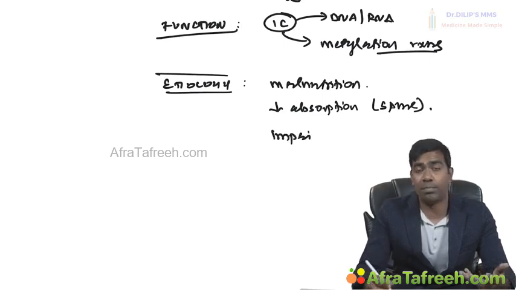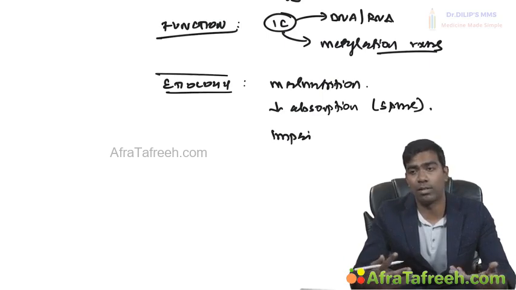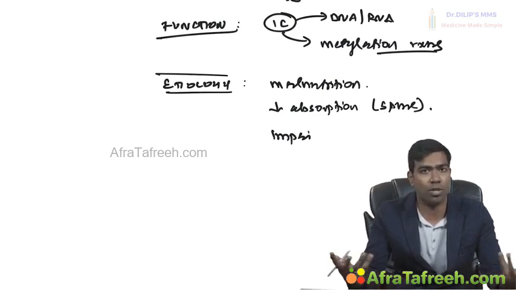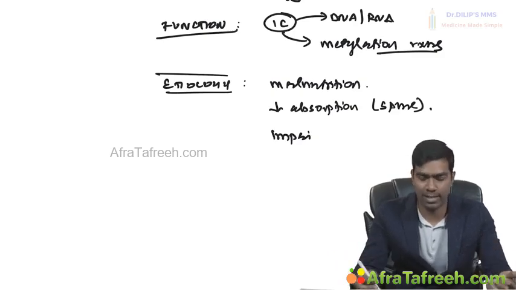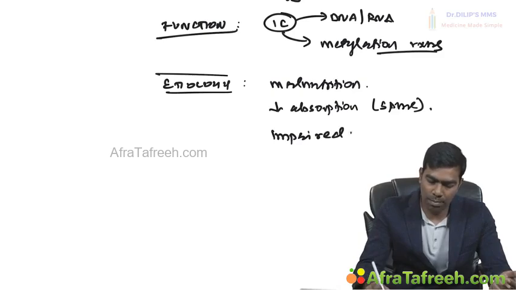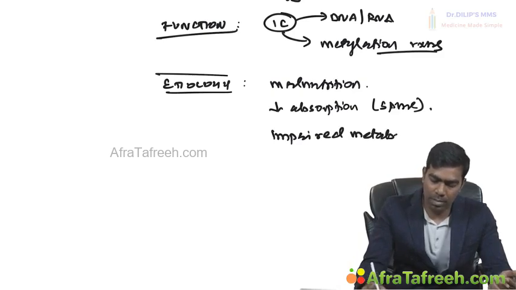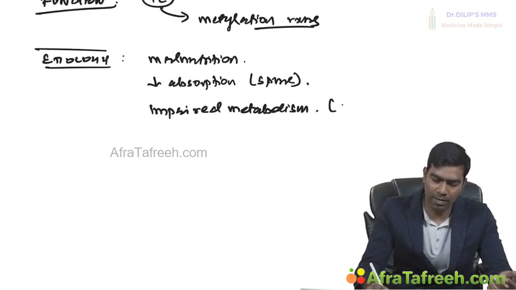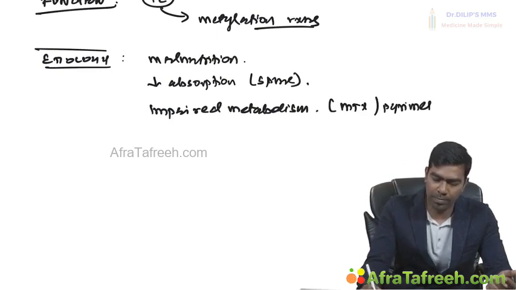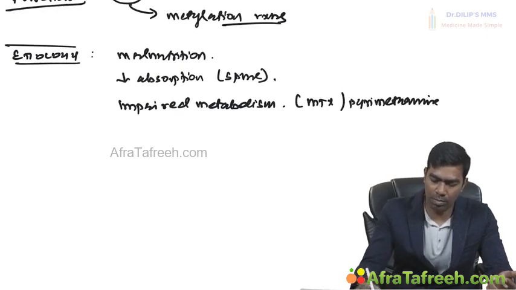And big small intestinal dissections, like a huge amount of small intestine removed in short bowel syndrome, you might also get folate deficiency as well as B12 deficiency because of the shortened intestine. So impaired metabolism. Impaired metabolism means your folate metabolism is impaired, where typical examples are methotrexate or pyrimethamine, or you can get it with trimethoprim, where all of these have effects.